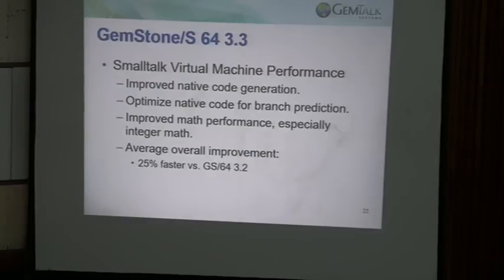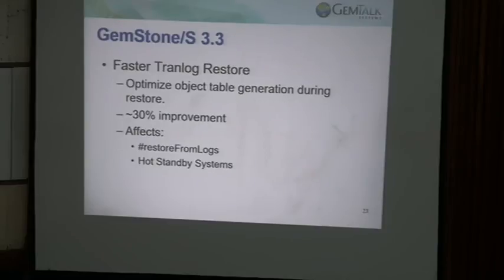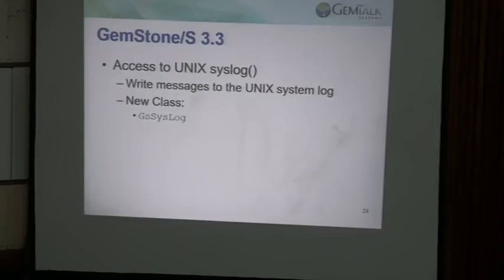Improved native code generation. We have a JIT compiler that takes the Smalltalk that you provide and compiles it down to assembly language. And we've gotten a decent 25% improvement in performance on our benchmarks. Particularly math and integer math will be improved. Transaction log restoring has been optimized, about 30% improvement. And for those who are running a hot standby system where each record is applied, this can improve performance.